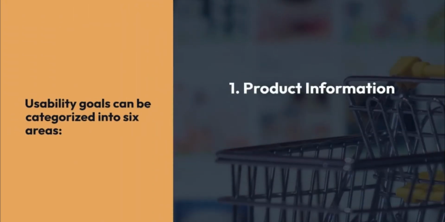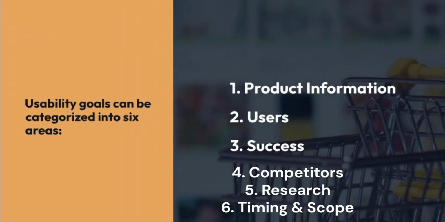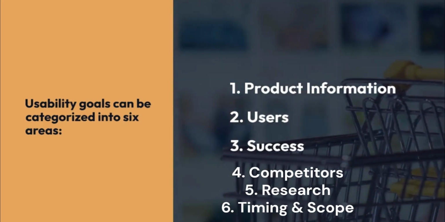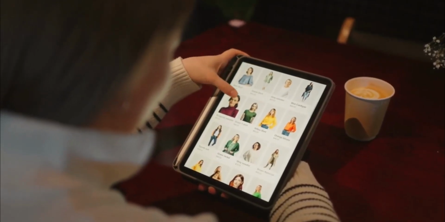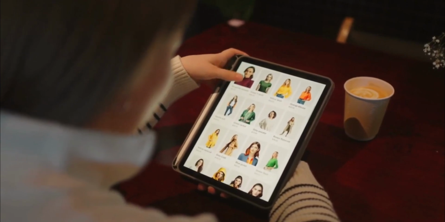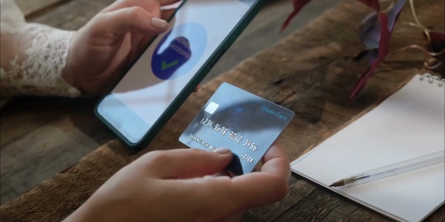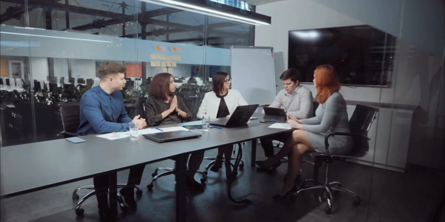Usability goals can be categorized into 6 areas: product information, users, success, competitors, research, and timing and scope. For an e-commerce site, focus on millennials shopping on mobile, aim for increased conversion rates, benchmark against Amazon, and optimize before peak shopping seasons. Collaborating with stakeholders is crucial to refining goals and prioritizing objectives.